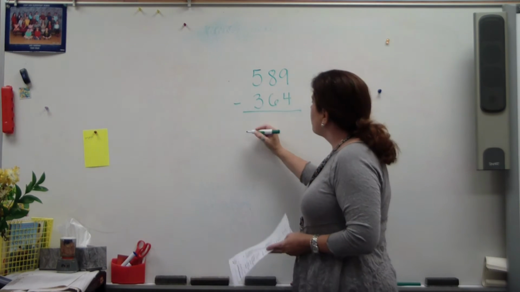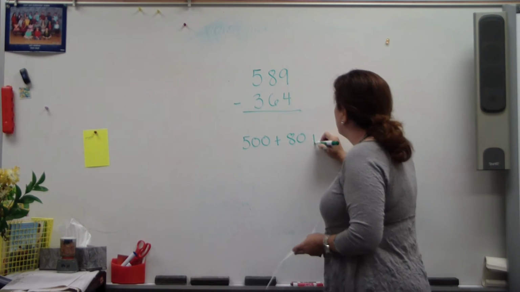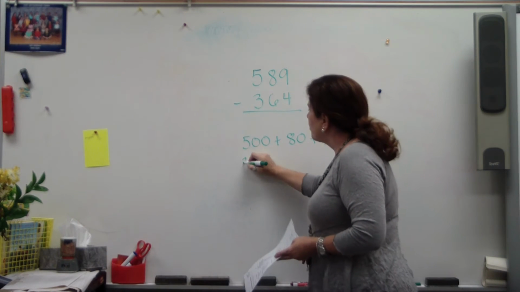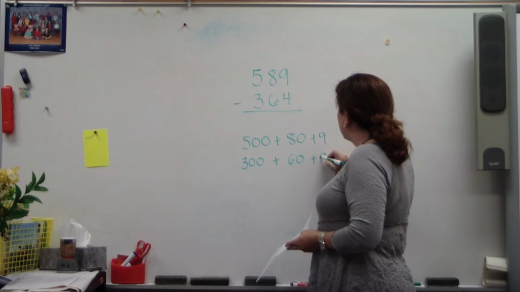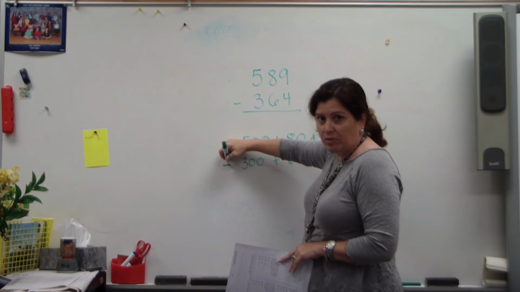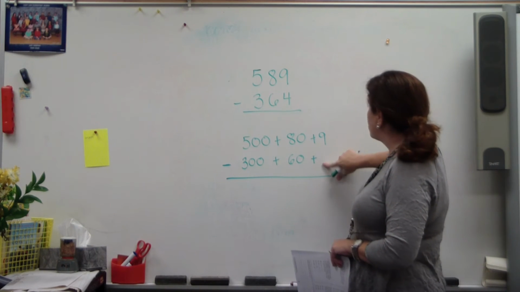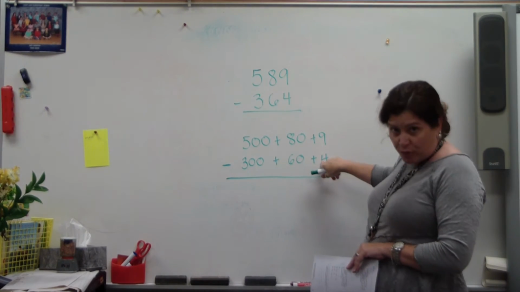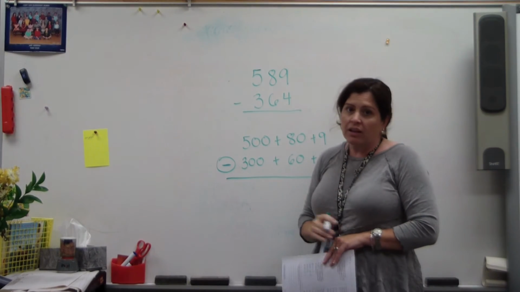589, my expanded form would be 500 plus 80 plus 9. The expanded form for 364, 300 plus 60 plus 9. Now, here's where I've got to make sure I'm paying attention. I'm subtracting, right? I'm taking away, so I have to make sure that I take away each time. Excuse me, that should be plus 4. Sorry about that. So we have our expanded notation, 300 plus 60 plus 4, not 9, 500 plus 80 plus 9. So now I'm going to remember that I have to subtract these numbers.